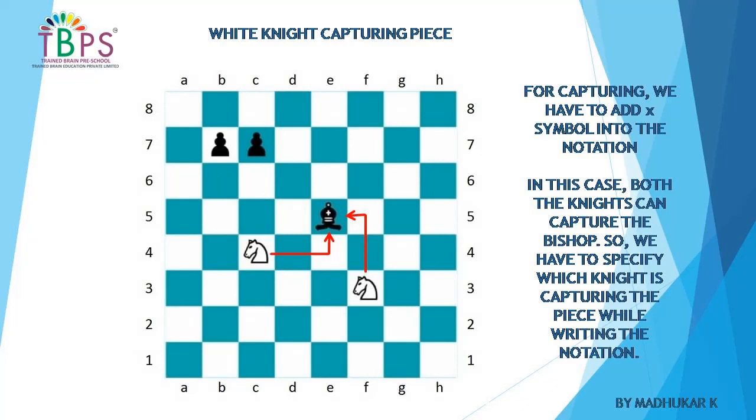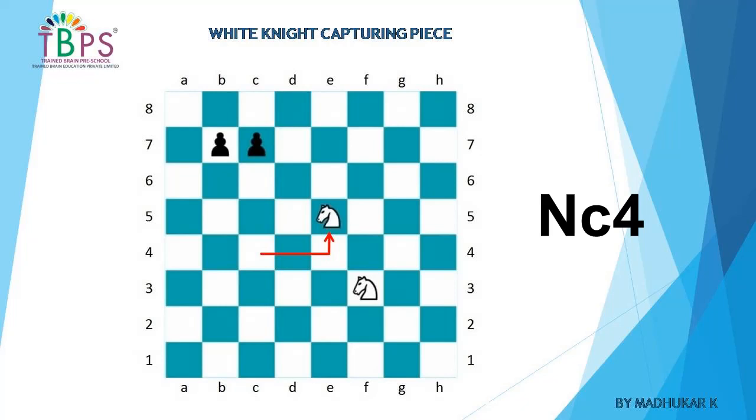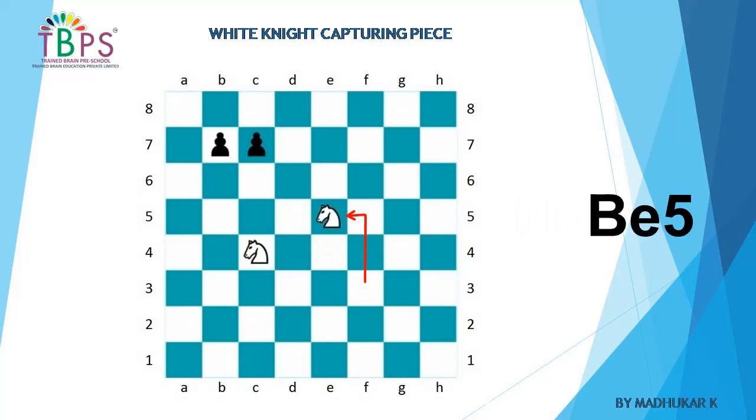In this case, how do we have to write the notation, children? We cannot write N x Be5 or N x B, because if we write like this, we don't know which knight is capturing the bishop. Here Nc4 is capturing Be5, so we have to write Nc4 x B or Nc x B. In this case, Nf3 is capturing Be5, so we have to write Nf3 x B or simply Nf x B.